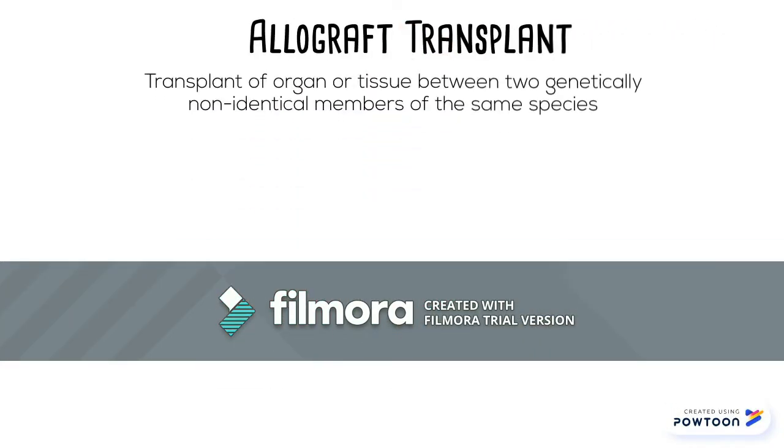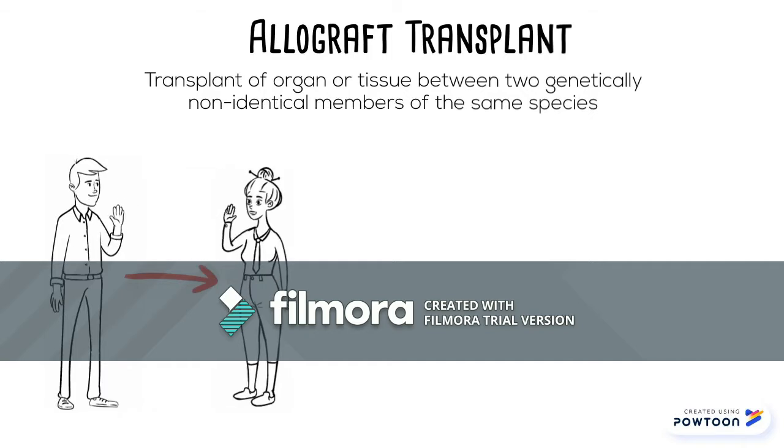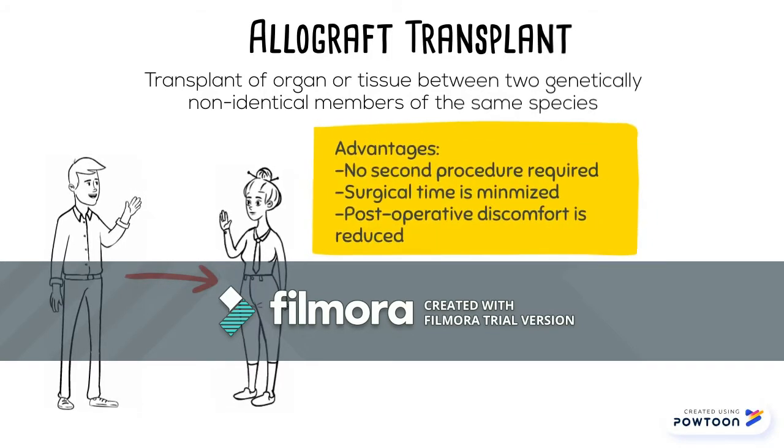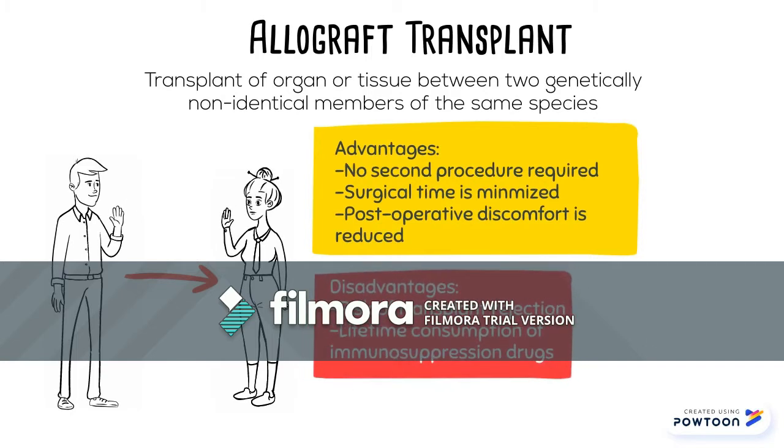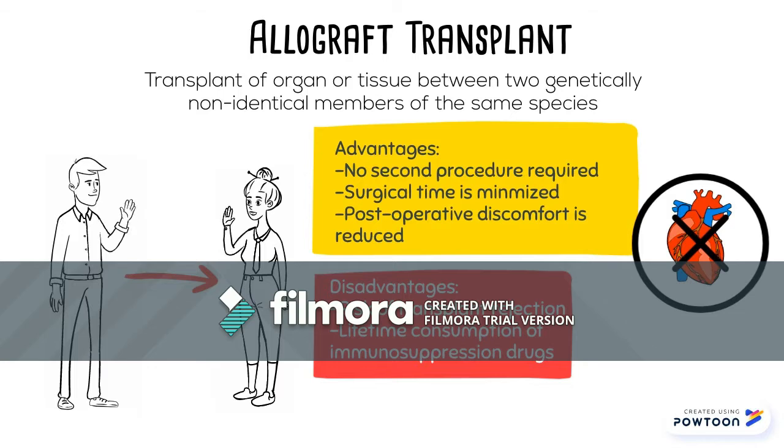The next type of transplant is allograft, a transplant of organs or tissues between two genetically non-identical members of the same species. Advantages: no secondary procedure required, surgical time is minimized, and post-operative discomfort is reduced. Disadvantages: risk of transplant rejection and lifetime consumption of immunosuppression drugs.